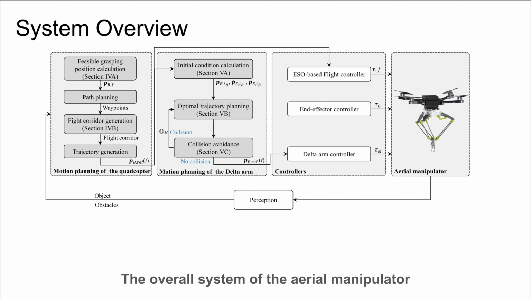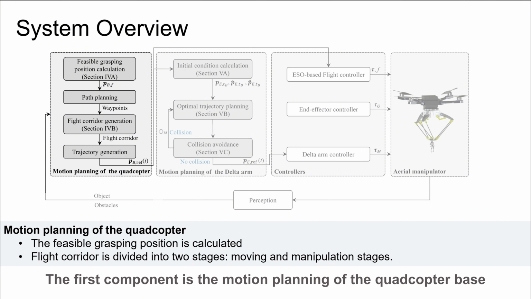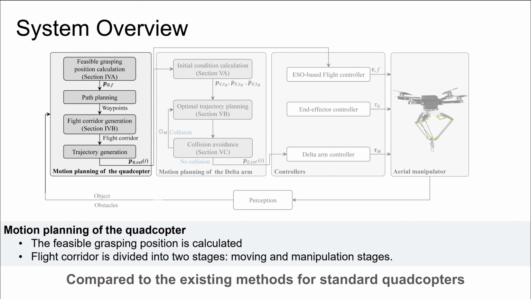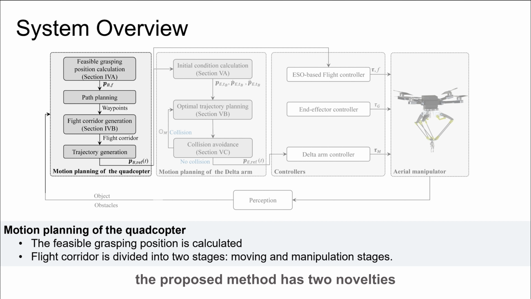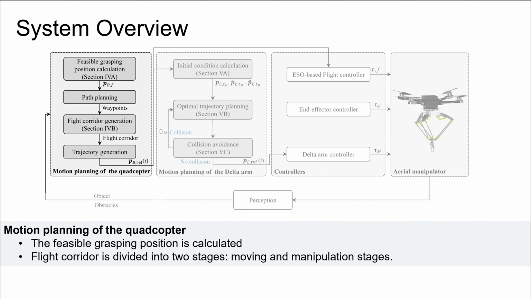The overall system of the aerial manipulator is decomposed into three components. The first component is the motion planning of the quadcopter base. Compared to the existing methods for standard quadcopters, the proposed method has two novelties. First, the feasible grasping position is calculated for manipulating the object. Second, the flight corridor is divided into two stages, moving and manipulation stages.